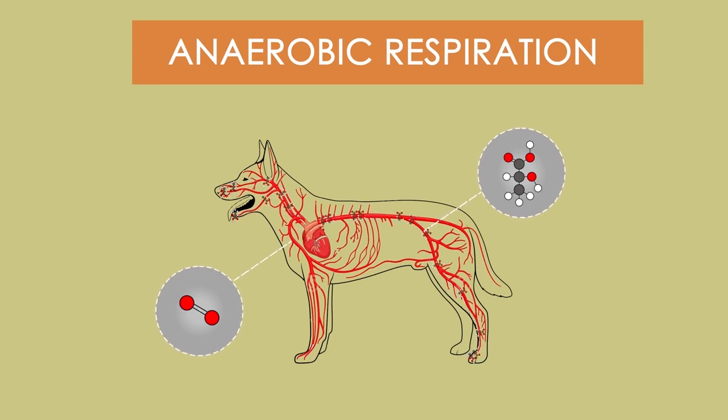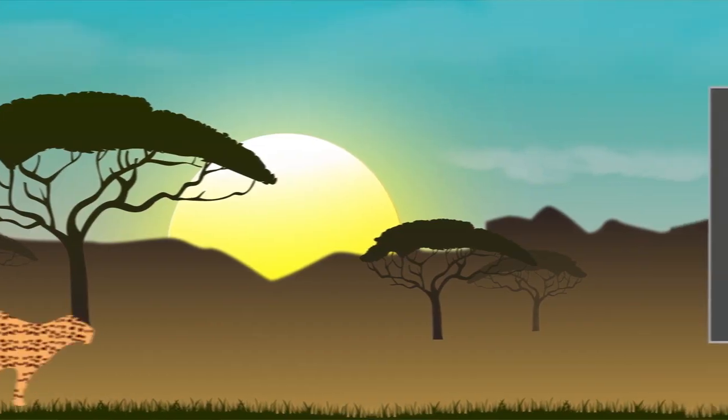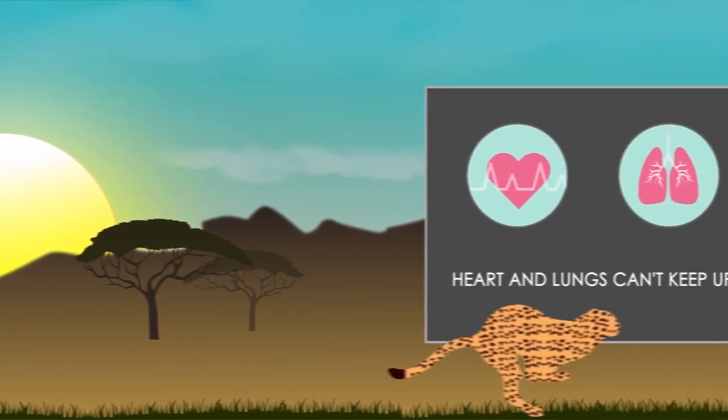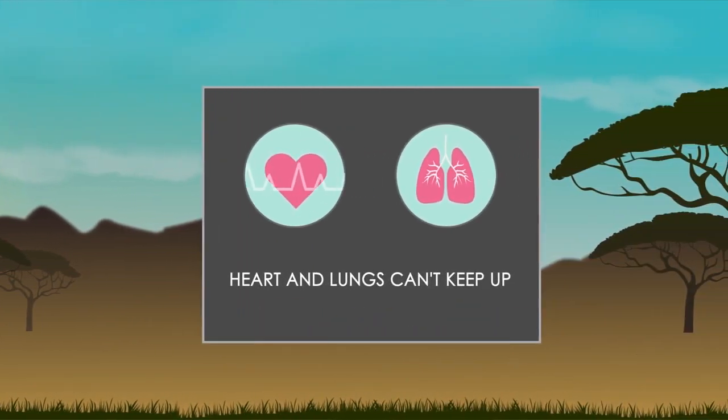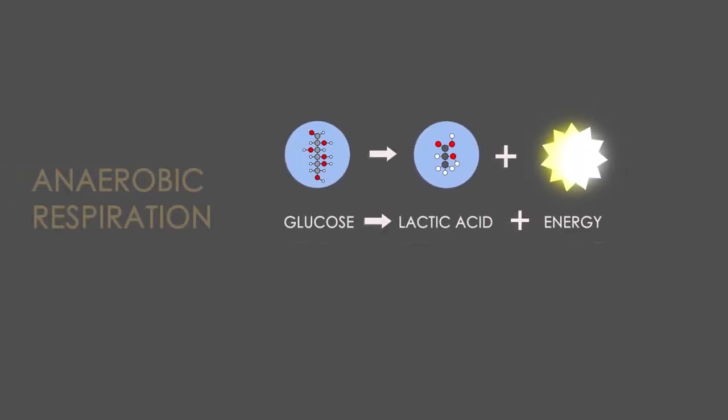Starting with animals. A cheetah sprinting to get some prey cannot take in enough air and blood around the body fast enough for aerobic respiration. The heart and lungs can't keep up. So anaerobic respiration is carried out instead. Here is the generalized equation for anaerobic respiration.